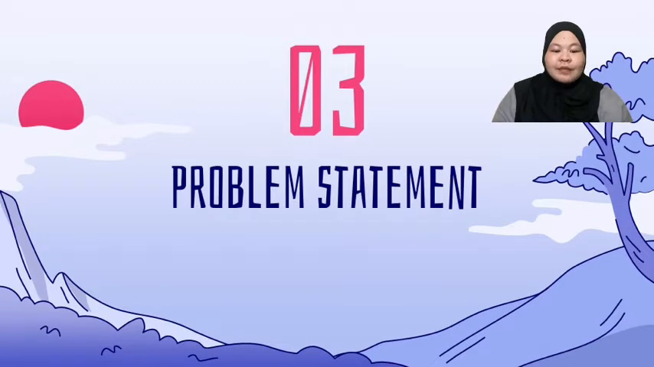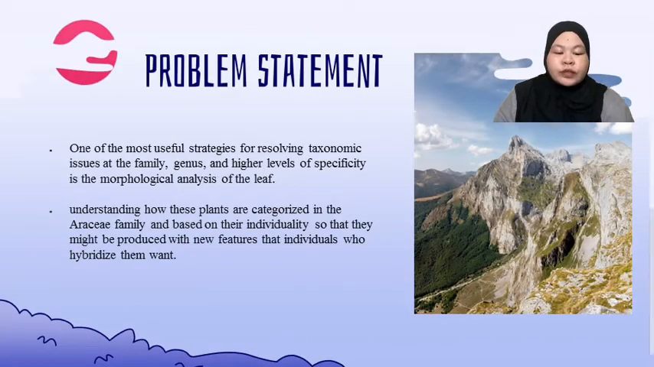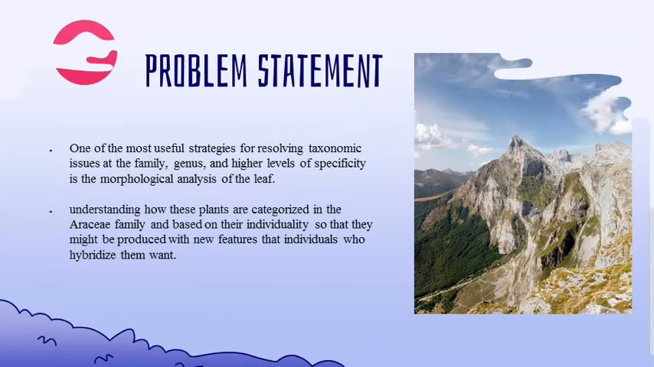The problem statements. One of the most useful strategies for resolving taxonomy issues at the family, genus, and higher level of specificity is the morphological analysis of the leaf. Understanding how these plants are categorized in the Araceae family and based on their individuality so that they might be produced with new features that individuals who hybridize them want.